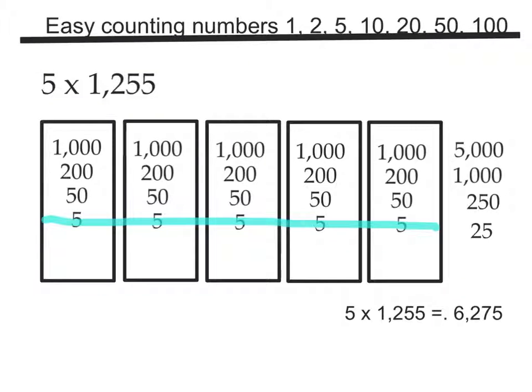So now when I add up all the numbers, the 5,000, the 1,000, the 250, and the 25, I get 6,275. Therefore, 5 times 1,255 is equal to 6,275.